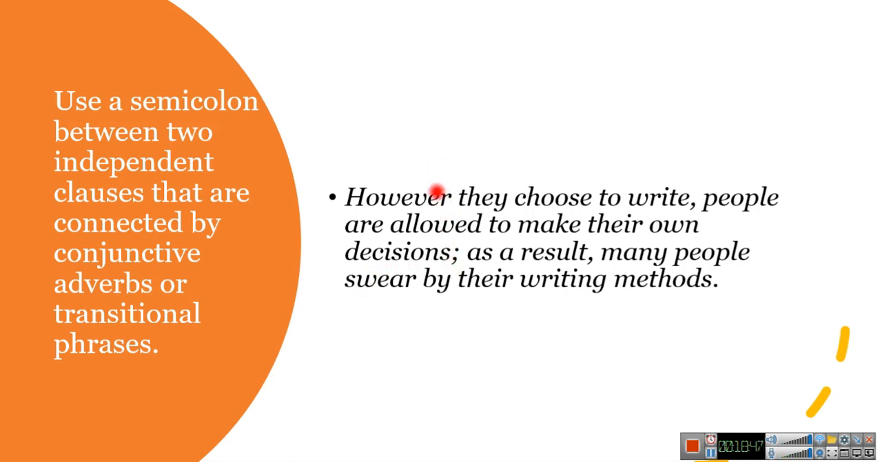So we have two independent clauses. However they choose to write, this is our first independent clause. And I also have a second independent clause: many people swear by the writing method. What's connecting these two independent clauses? We have number 1, number 2, but what's connecting them? It's called a transitional phrase. As a result, many people swear by the writing method. So because I'm using a transition, I need to use a semicolon.